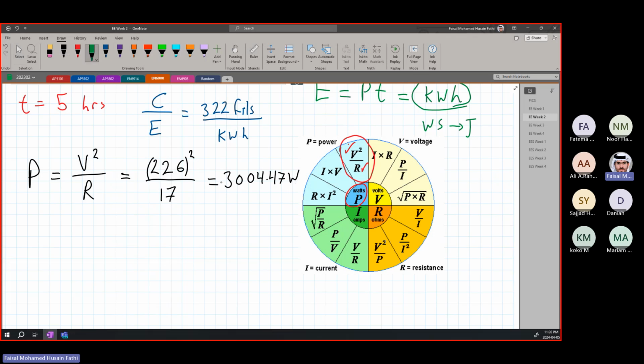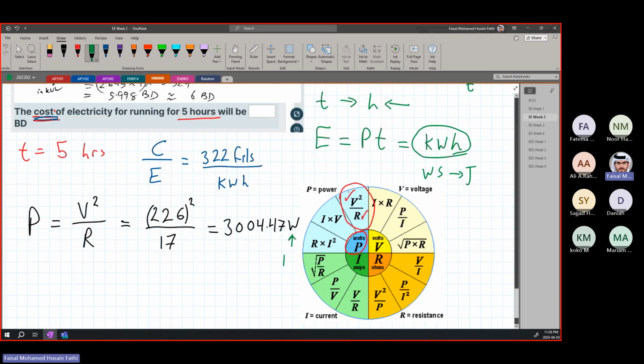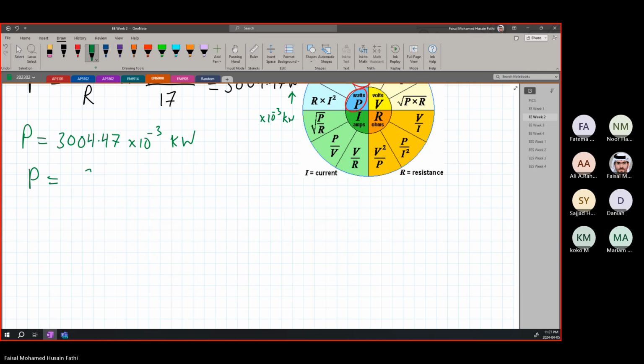Keep in mind we want the power in kilowatts, so we want to convert this to kilowatts. To do that we have to multiply by 10 to the minus 3. So the power equals 3004.47 times 10 to the minus 3 kilowatts. Let's simplify this. P is going to be equal to, no, not zero, sorry, it will be 3.004 kilowatts. So we found the power.